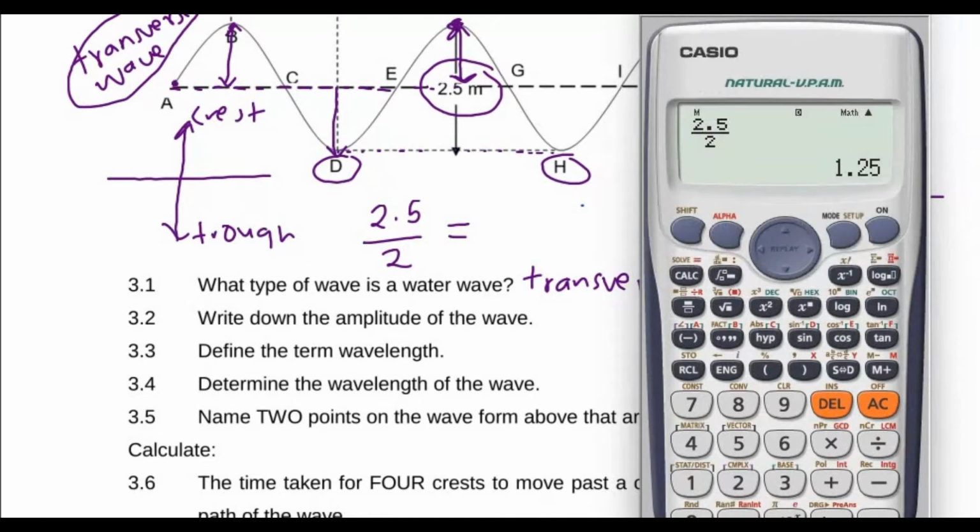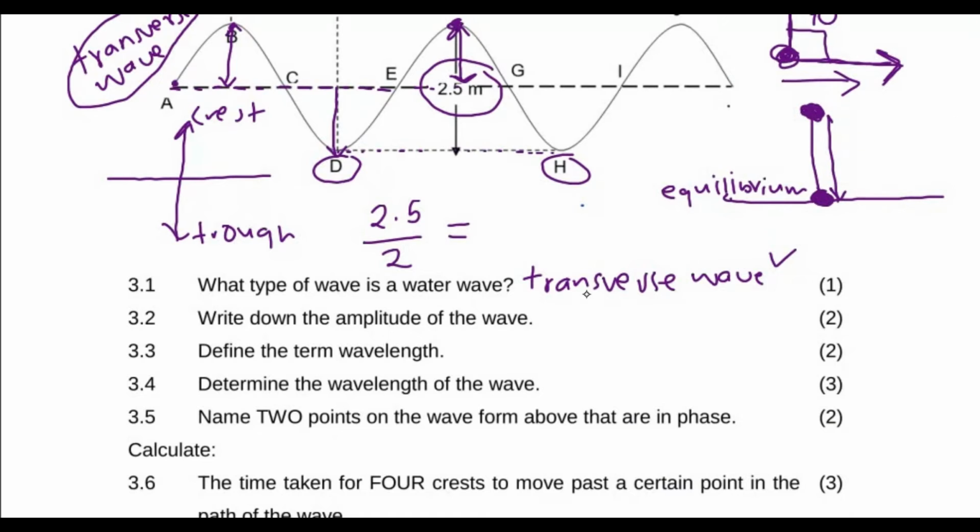Let me minimize this calculator. So write down the amplitude of the wave. You're just going to write 1.25 meters, because of how I've just explained it.